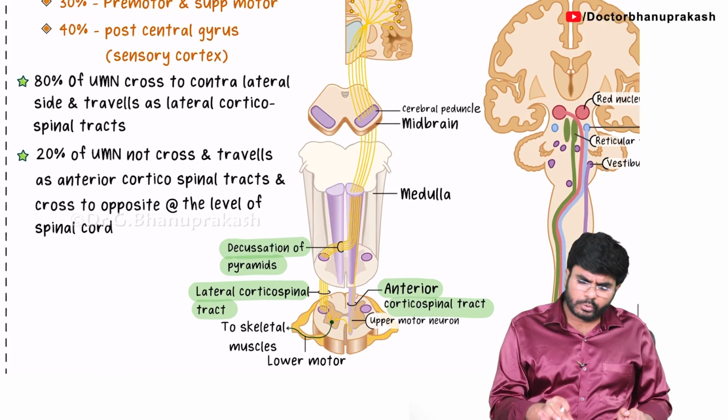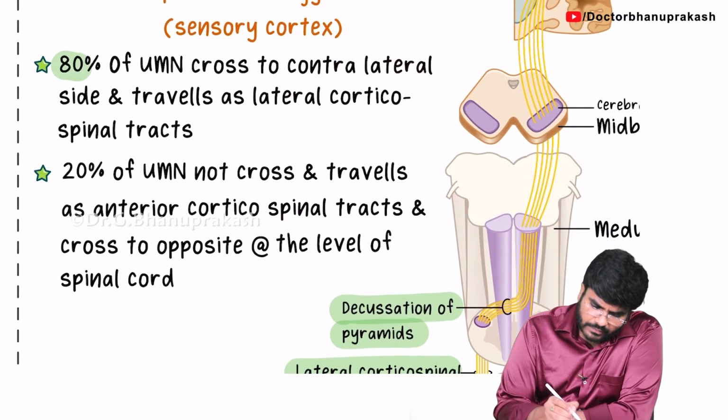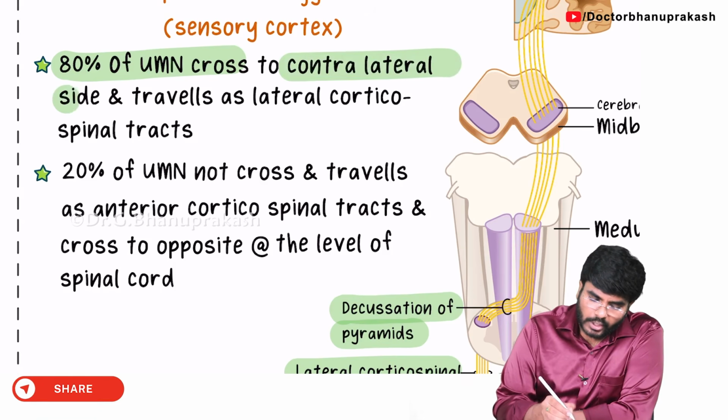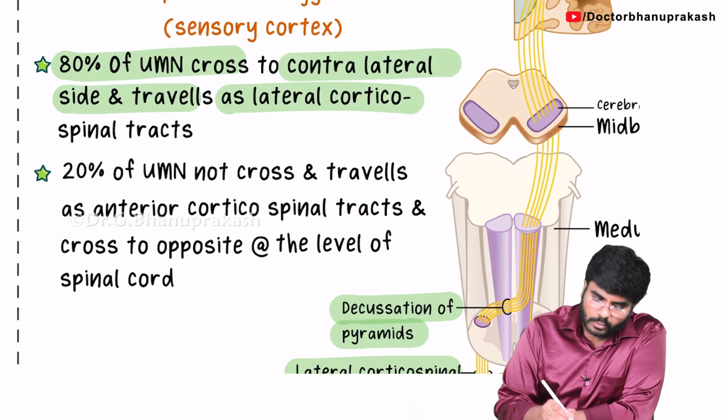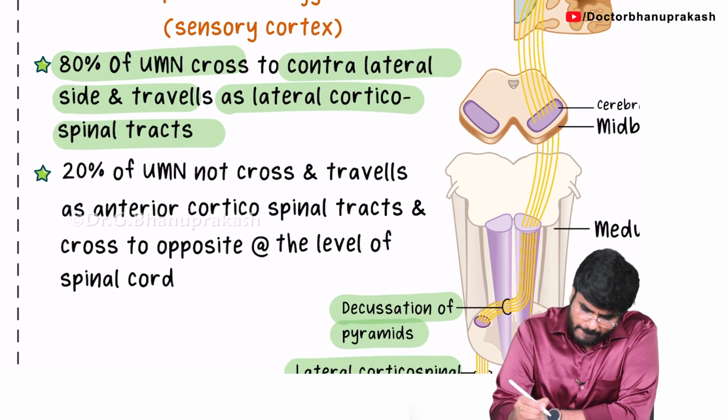Now, I will show you two statements. You just read them and tell me whether they are true or false. 80% of the upper motor neurons cross to the contralateral side and travel as lateral corticospinal tracts. 80% travels as the lateral corticospinal tracts. Yes, the crossing occurs in the lateral medulla. True. It is a true statement.